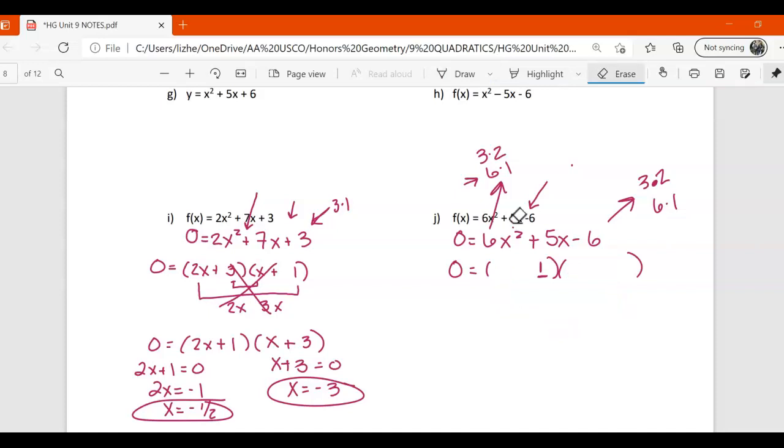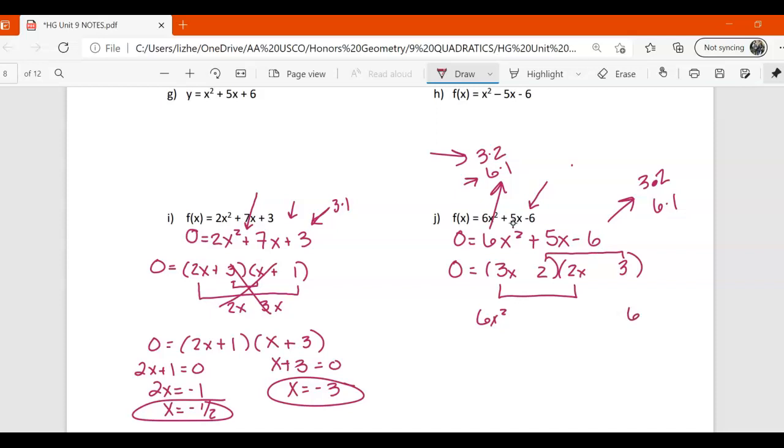Get rid of all that. And now I'm going to try it with the 3 and the 2. So I'll put a 3x and a 2x. If I put a 3 here and a 2 here, so right here, when I go like this, I get 6x squared, which is what I want. And when I go like this, I get a 6, which is what I want.